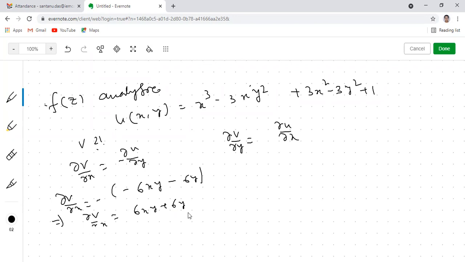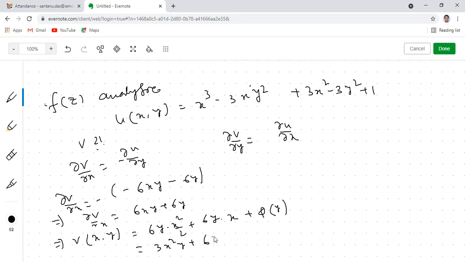So we'll be integrating with respect to x both sides partially. So that means v(x,y), if we integrate with respect to x partially, y will be treated as constant. So 6y into x square by 2 plus 6y into x. Since here we are integrating partially with respect to x, the constant of integration will be a function of y. So that will be φ(y). So ultimately it is becoming 3x square y plus 6xy plus φ(y). Is that clear up to this? Yes. Okay.